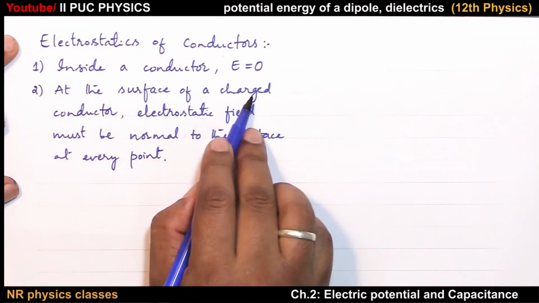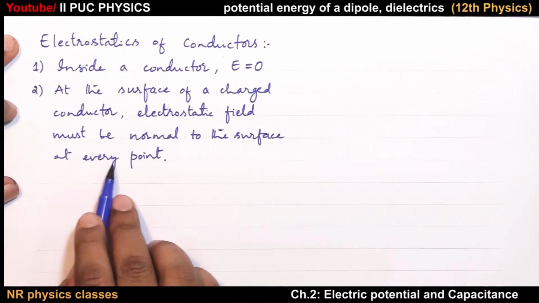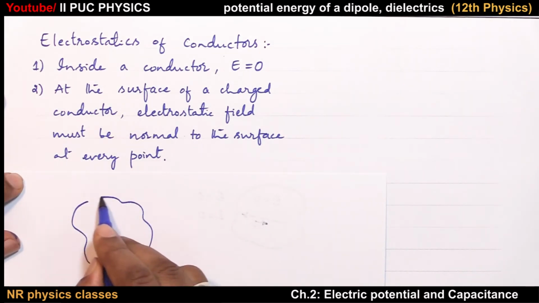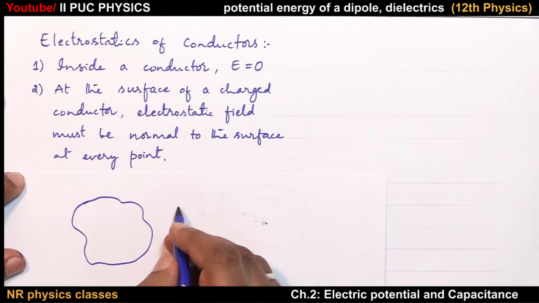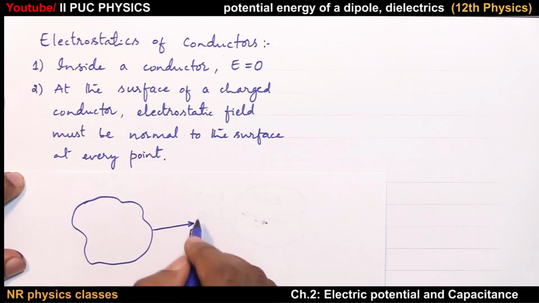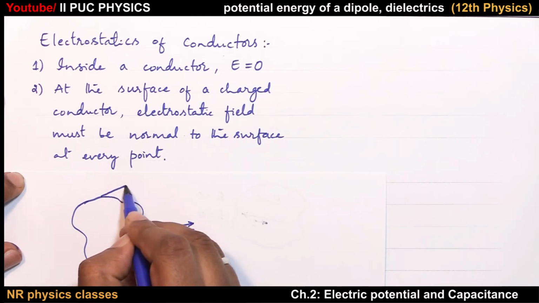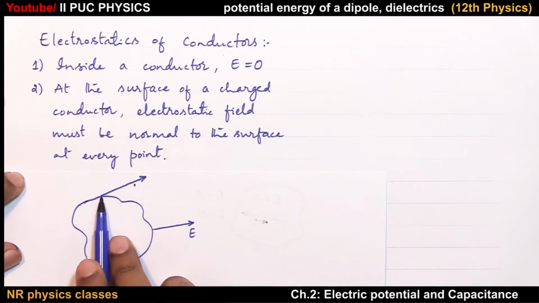At the surface of a charged conductor, electrostatic field must be normal to the surface at every point. Now, this is a conductor, charged. Using Gauss theorem, we have proved that electric field is always perpendicular to the conductor, like this, E. That is this point. Now, what if the electric field is not perpendicular to the conductor? See, this is not perpendicular drawn at this point. What if electric field is not perpendicular?